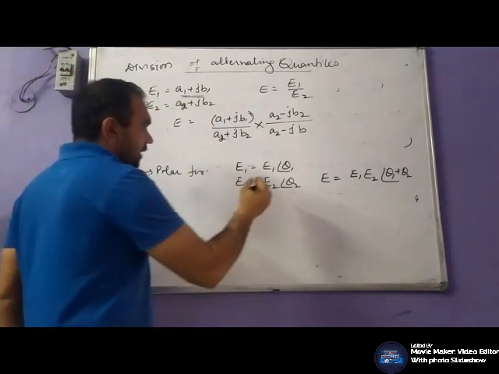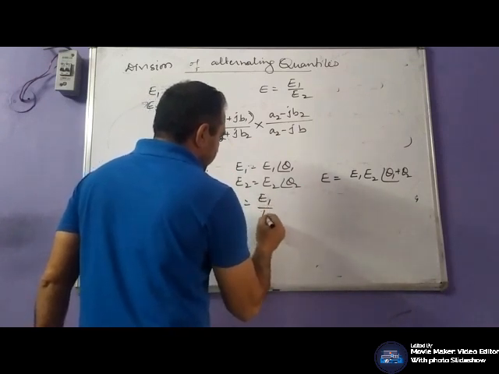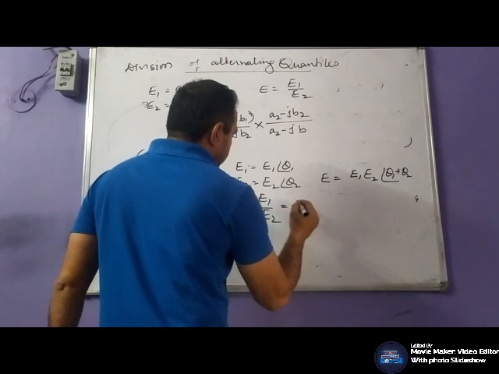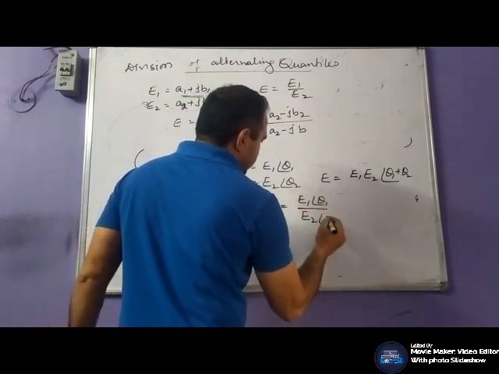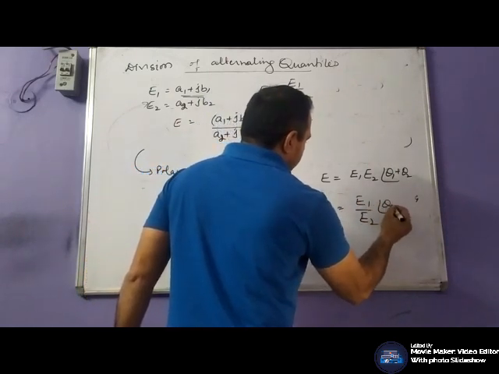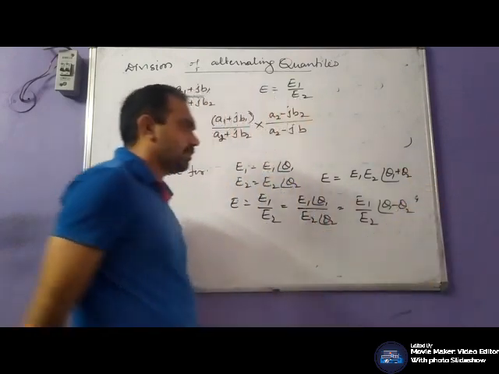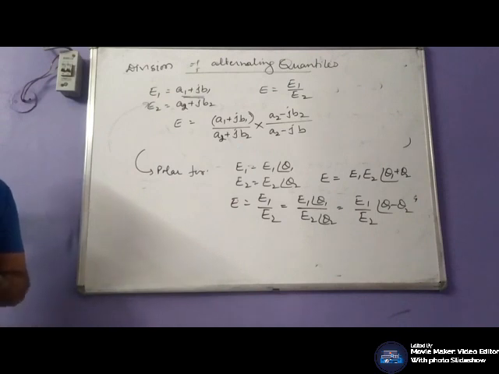If we have to divide in terms of polar form, E1 by E2 is equal to E1 angle theta 1 divided by E2 angle theta 2, and that would be equal to E1 by E2 angle theta 1 minus theta 2. So this is simple. Division becomes simpler in polar form. So these are the applications for addition, division, subtraction and multiplication.